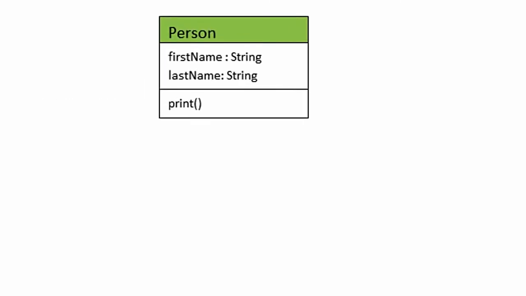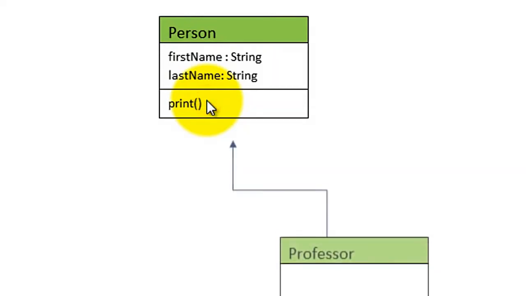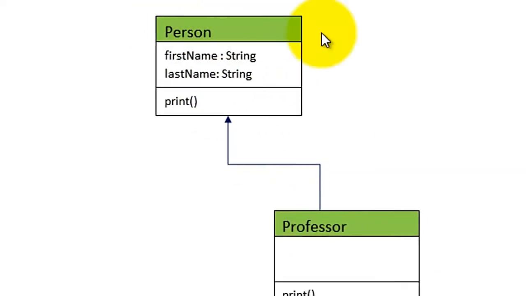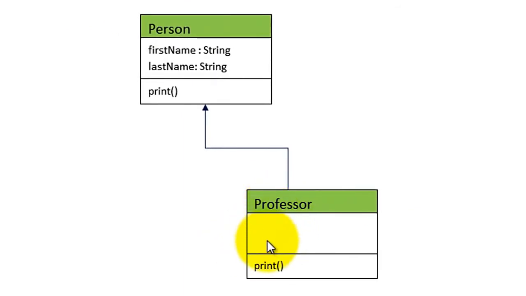So we have a class called person, and it has two attributes or two states called first name and the last name. It also has the behavior of printing that particular person. We have a subclass called professor, and professor also has the behavior of print. The professor is a person. Professor is also a person.